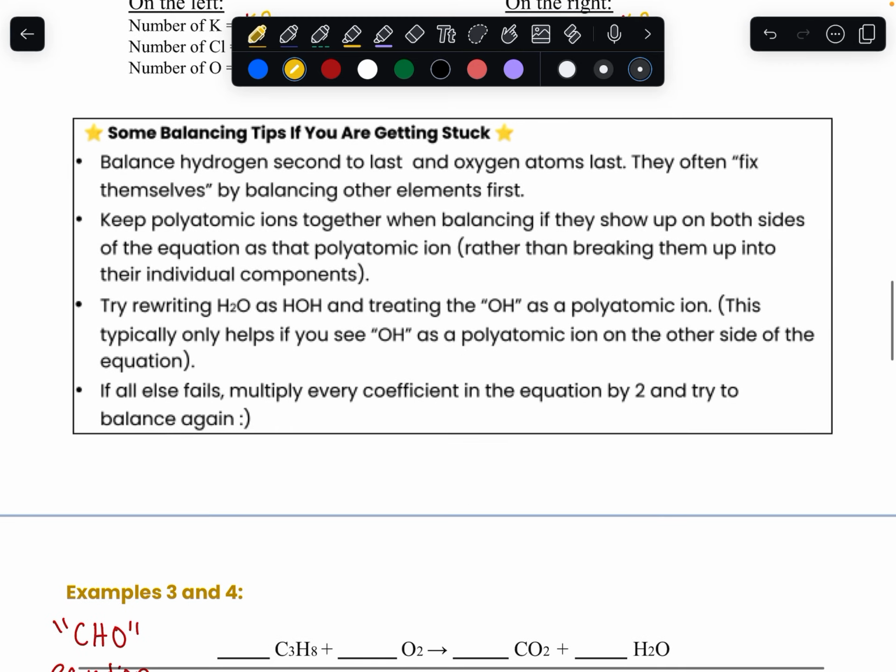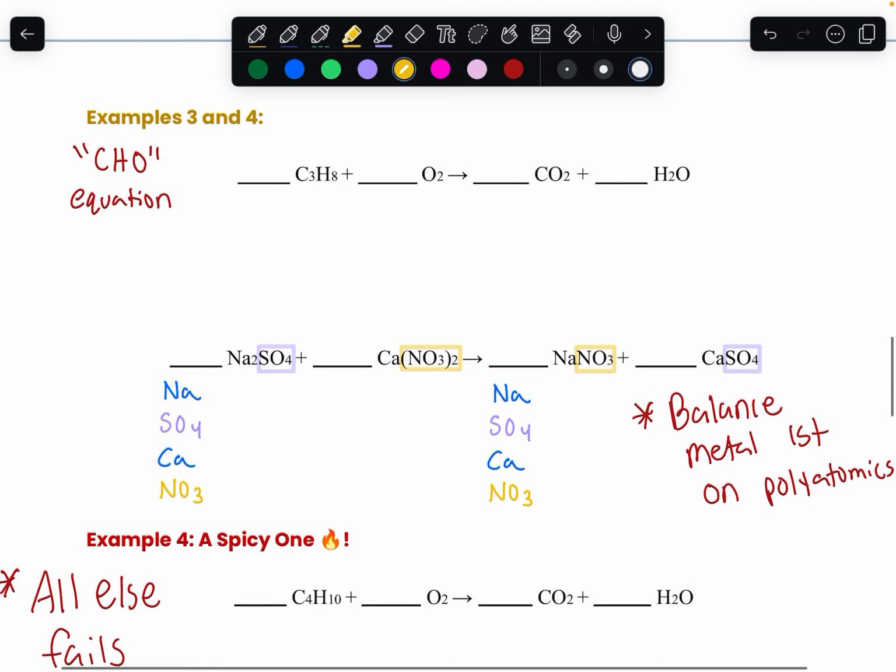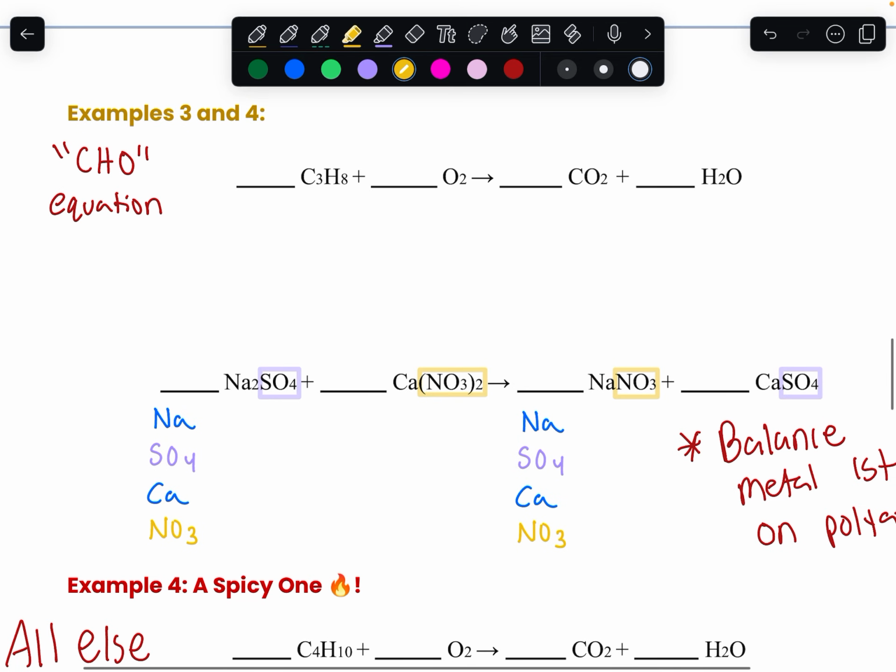Okay, so here are some tips that I suggest students follow if they get stuck. First thing you want to do is balance hydrogen second to last and oxygen atoms last. These will often fix themselves if you follow this method. So to highlight this tip, let's look at example number 3. This is what I like to call in class a CHO equation.